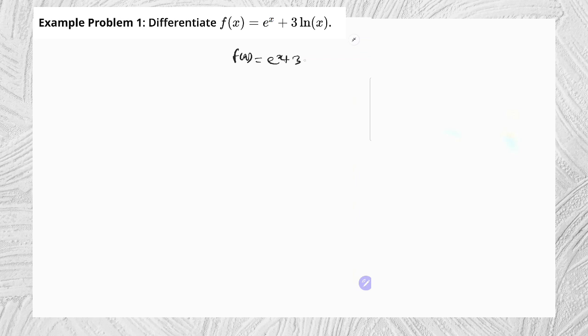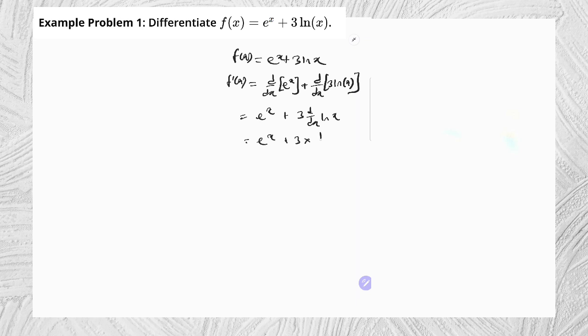So for this question, we're asked to differentiate f of x equals e to the x plus 3 ln x. So what we have to do is differentiate each term separately using the derivative rules. So when you differentiate e to the x, you're going to end up with e to the x. And when you differentiate 3 ln x, you can bring out the constant 3 and find d/dx of ln x, and d/dx of ln x will give you 1 over x. So that will give you 3 times 1 over x. So your final answer is e raised to power x plus 3 divided by x.